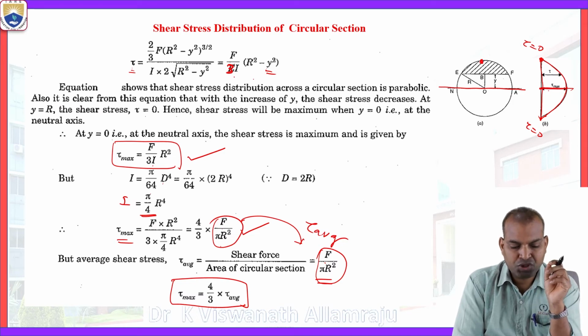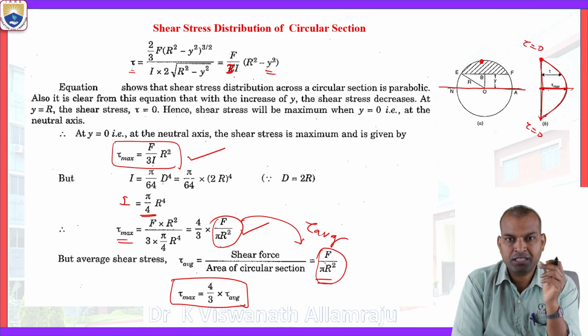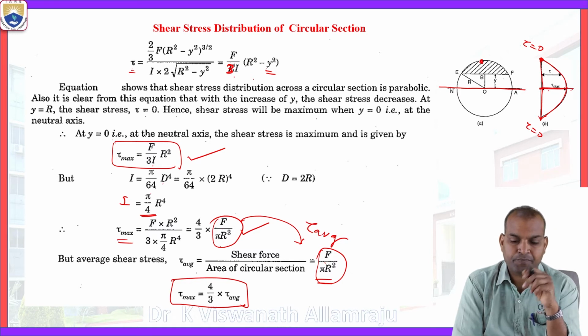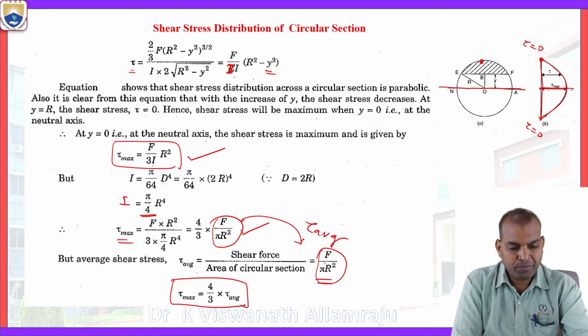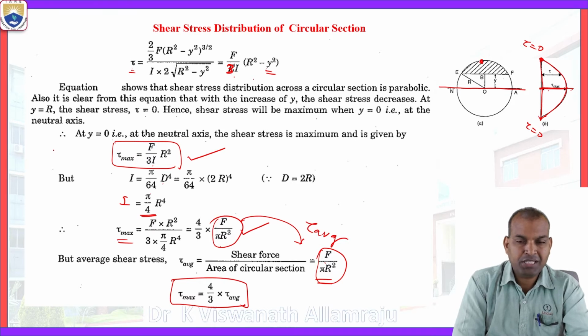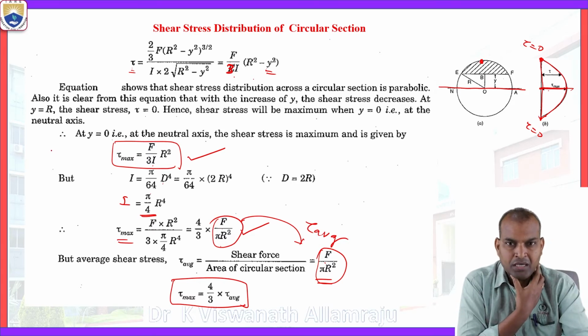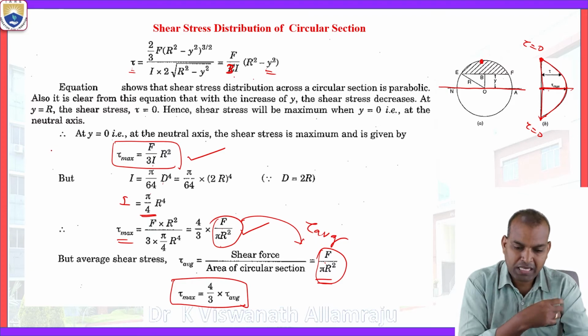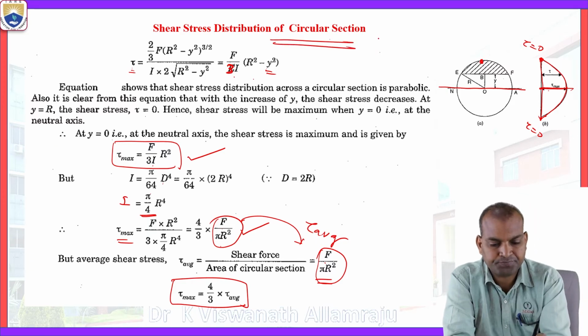So the maximum shear stress is how much percent more than the average shear stress? That is 33.3% more than the average shear stress. So the question that will be asked in examinations is: derive the shear stress equation, the maximum shear stress equal to 4/3 times the average shear stress of a circular section.